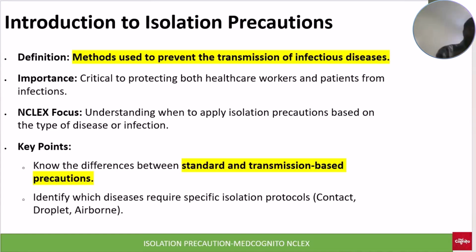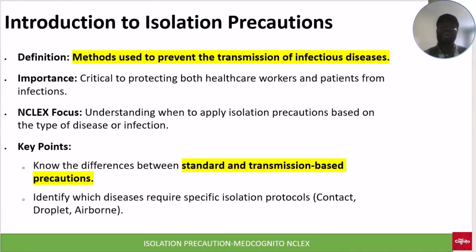Now, the NCLEX focus here is understanding when to apply isolation precautions based on the type of disease or infection. So by the time we are done with this class, you have to know that if I have a patient with meningitis, what kind of isolation precautions am I going to apply? If I have a patient with, say, tuberculosis, what kind of infection prevention and isolation precautions am I going to apply? And the key point we want you to understand is that you've got to also understand these two things.